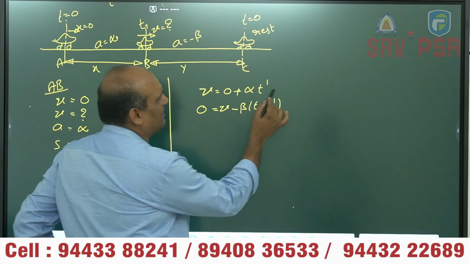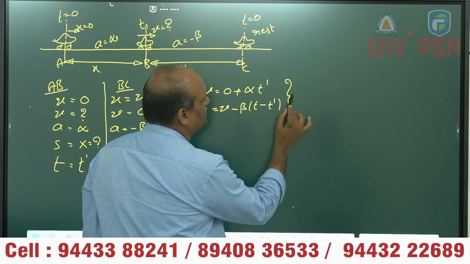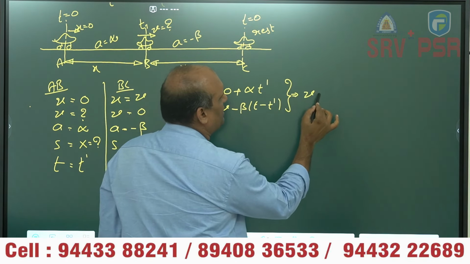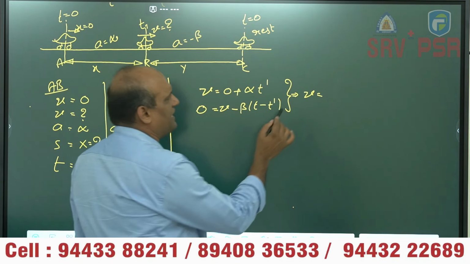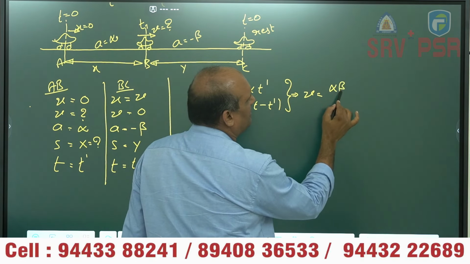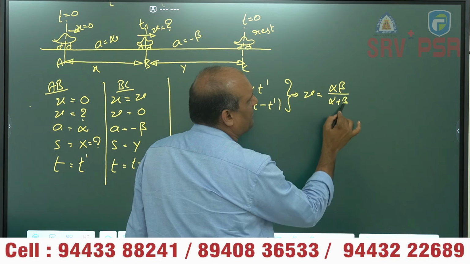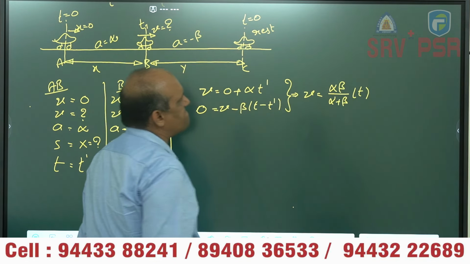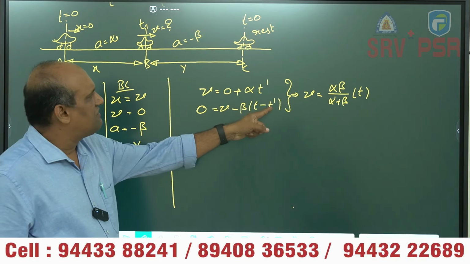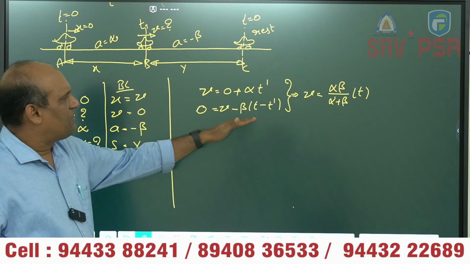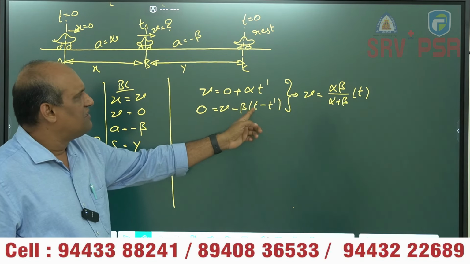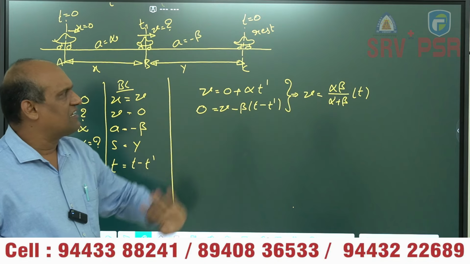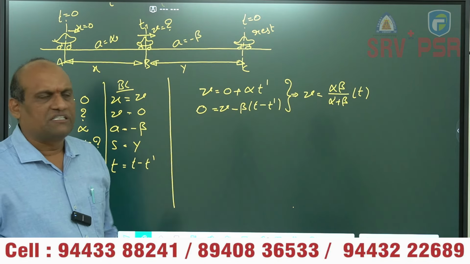So if I solve these two equations, I will get V equal to alpha beta by alpha plus beta into T. Just substitute the T dash value here. So automatically I will get V equal to beta into T minus T dash. If I extend this, I will get the result. That is the first equation. Now the second part.